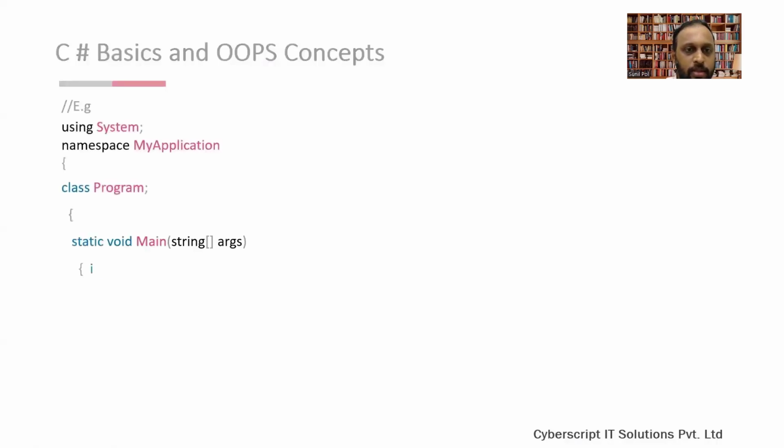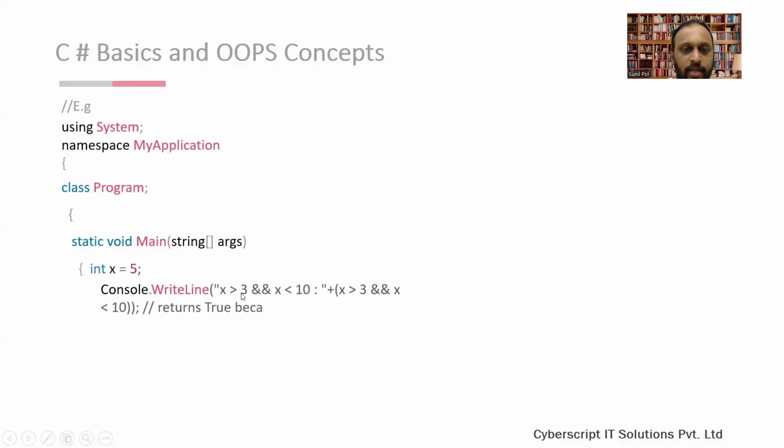So in static void main method, I have declared one variable, x which is of type integer and the value is 5. So here I am checking whether x is greater than 3 and x is less than 10. So the value of x is 5. So 5 is greater than 3 is true and 5 is less than 10. So both statements of left side as well as from right side of the and operator is true. That's why it will return true value on console. Returns true because 5 is greater than 3 and 5 is less than 10. So both statements are true. So it will return true only.